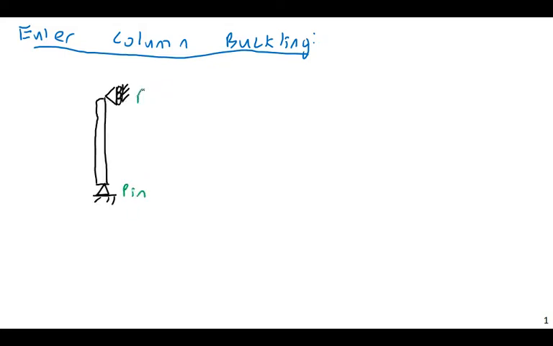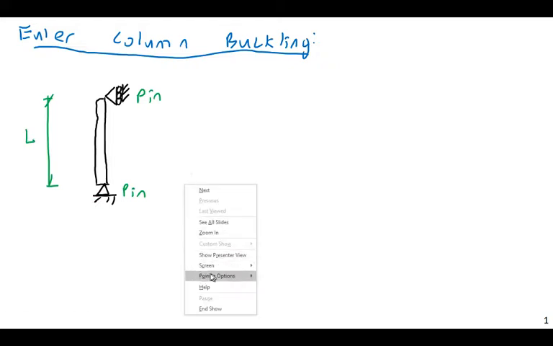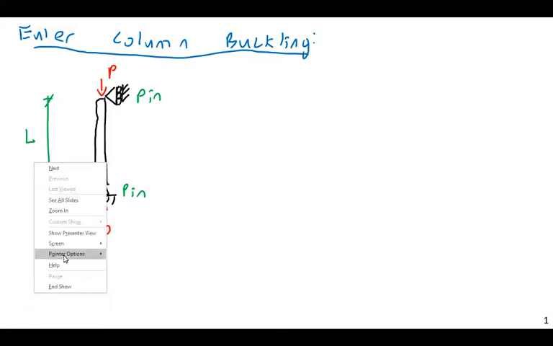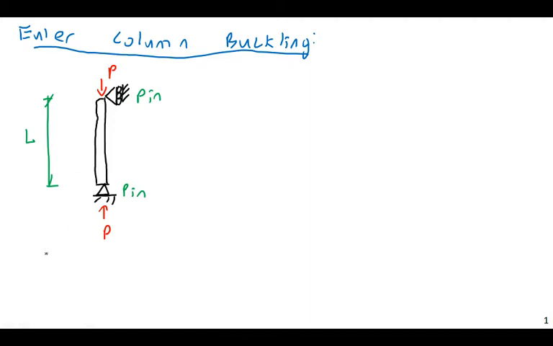So pin and pin, and this is going to have a length L. Our column will have an initial length L. And I'm going to apply a vertical load P downward at the top. And of course, the same P will be produced as a reaction force at the bottom. P and P. This would be the initial configuration before the column reacts at all to the load.